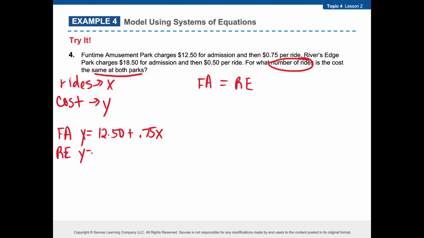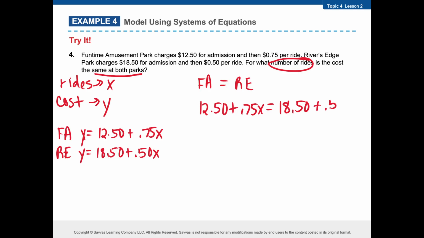River's Edge, total cost equals $18.50 admission plus 50 cents per ride. When do the dollar amounts equal the same for the number of rides? Well, one is 12.50 plus 0.75x equal to 18.50. You're substituting. You're taking away the y's. And then cancel out my smaller x. Subtract 50 cents from 75 cents. That would be a quarter.